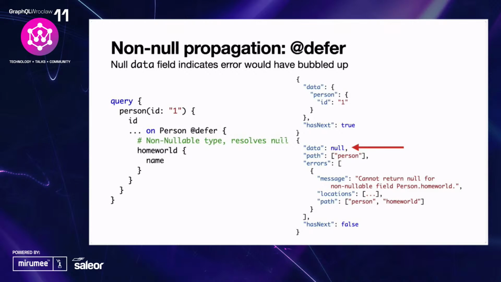And the homeworld field is declared as non-null on the person type. But in this case, let's say the resolver either errors out or it returns null. And if this wasn't deferred, that null would have bubbled up and the person field would have been nulled out. But since we already sent that to the client before the homeworld was resolved, instead, we send the client the defer payload with the errors, and data on there is set to null.